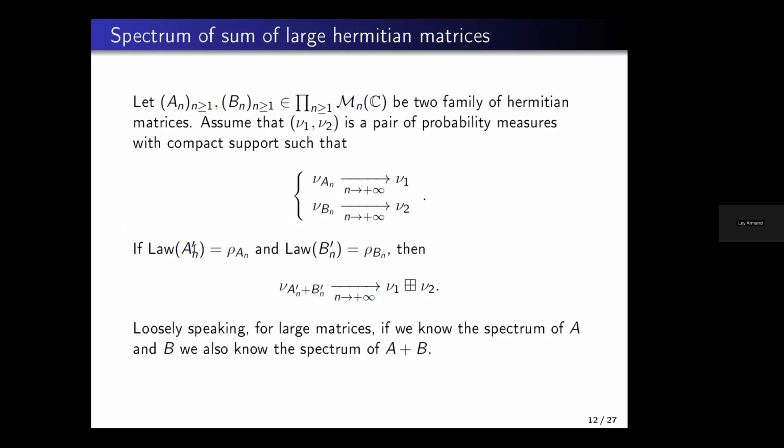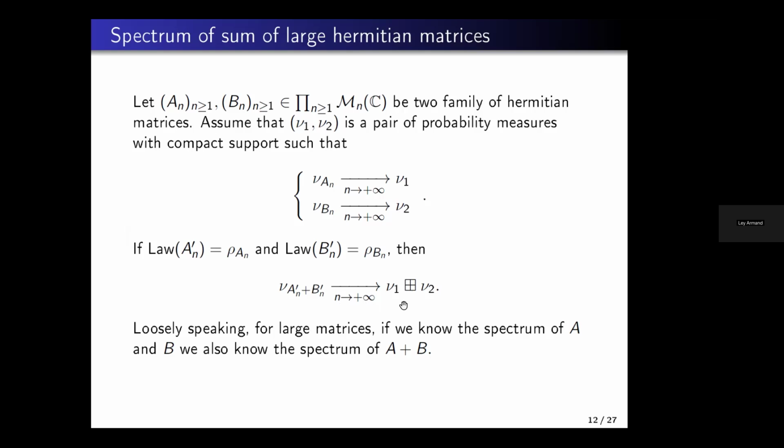If A' is a random variable valued in the space of matrices, and has law ρ_{A_N} as defined before, and B' has law ρ_{B_N}, then you can say you have the following convergence result. The measure ν_{A'+B'}, so the spectrum, loosely speaking, of A' plus B', is converging to the spectrum of the free convolution measure of ν_1 and ν_2. Okay, this is a very nice and surprising result that can be proved via free probability theory.